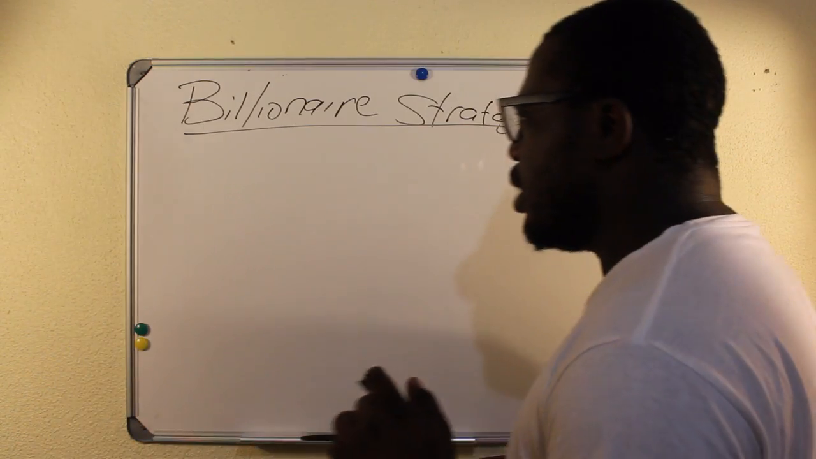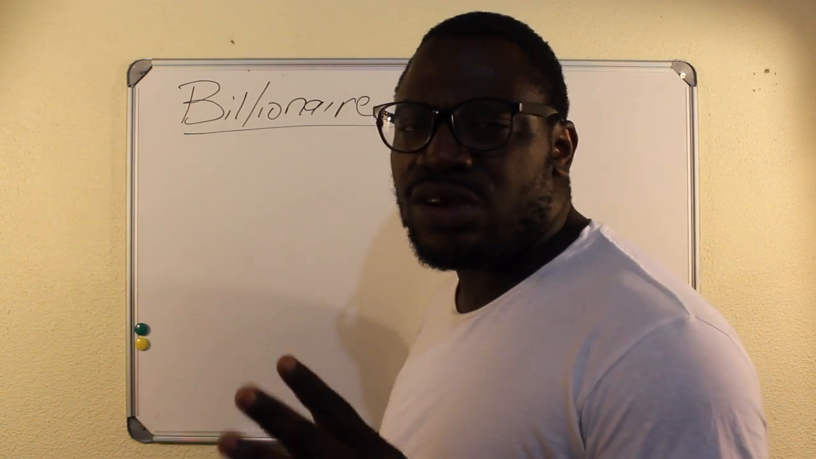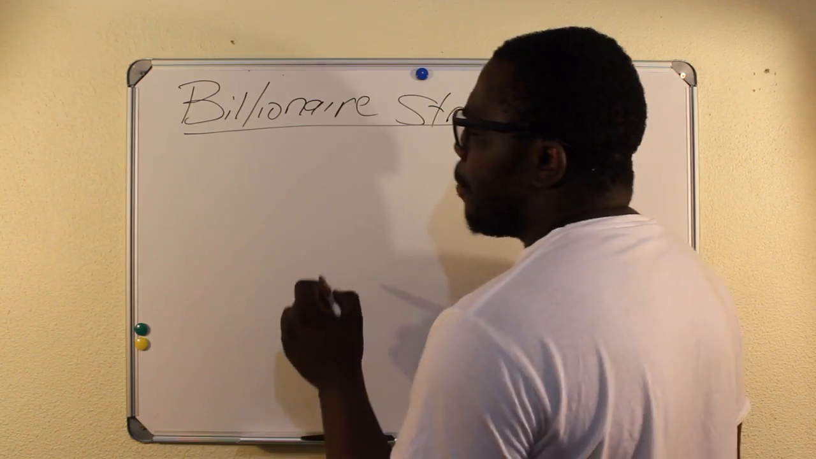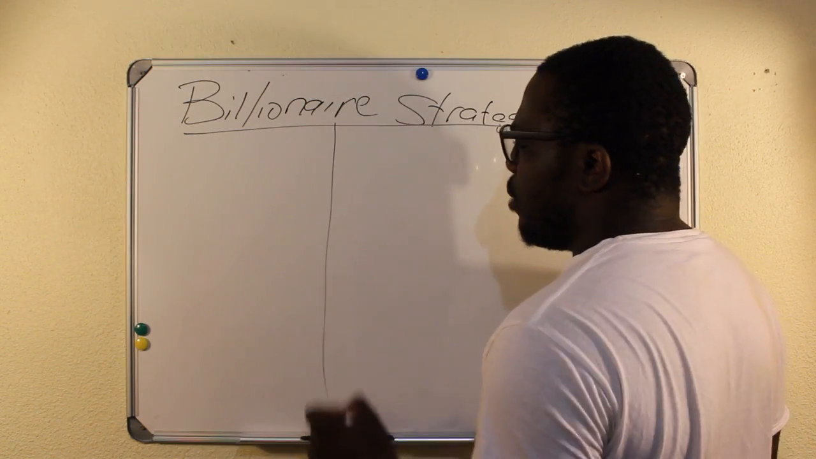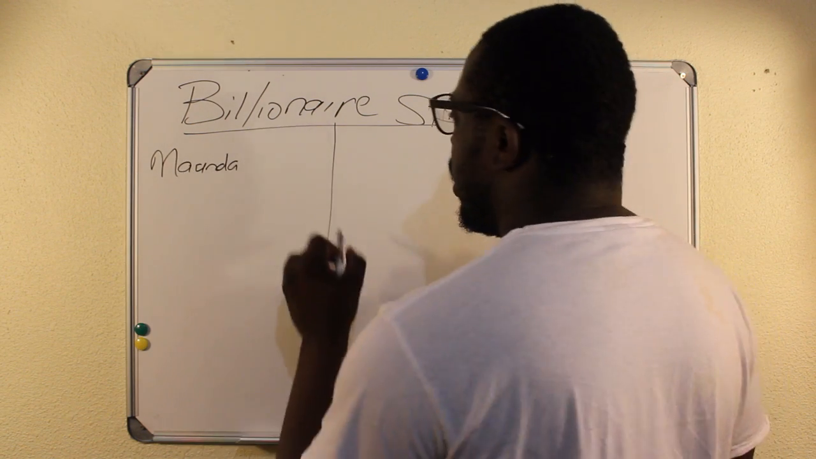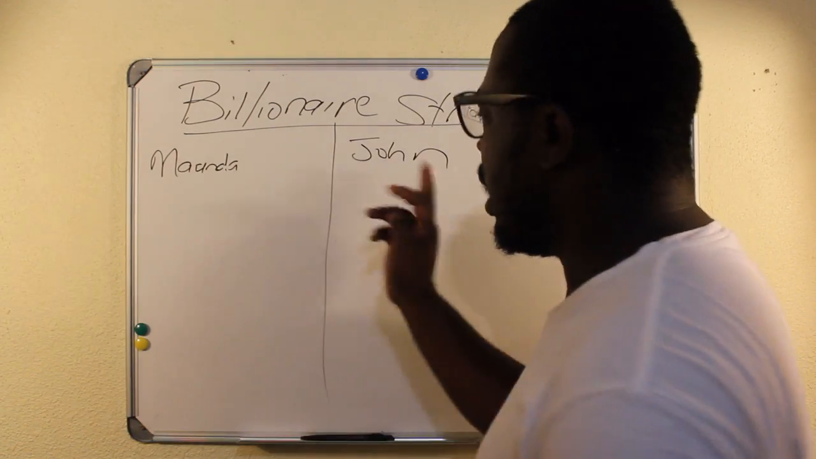What we're going to be using here is two accounts. Now try to follow me. We're going to be using two accounts. So for example, let me explain. There are two people who are trading Forex. There is Manda here, and there's John here. Two people, Manda and John.